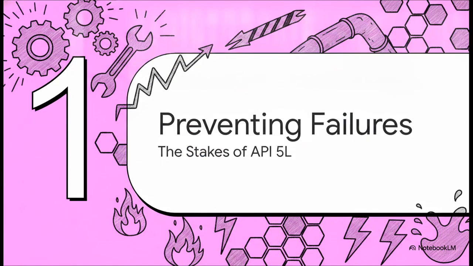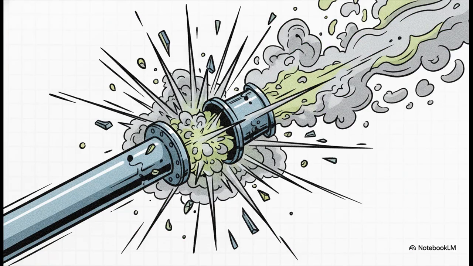Part 1, preventing catastrophic failures and the real stakes of API 5L. Why do we need such obsessive rules for steel in the first place? Well, the baseline problem is actually pretty straightforward. If you try to use standard run-of-the-mill pipe to transport extreme energy, it's a recipe for disaster. Pushing high-pressure gases and toxic fluids across continents subjects the metal to intense forces that basic steel simply wasn't forged to handle, leading to rapid structural failure.